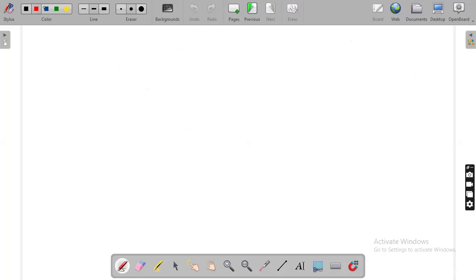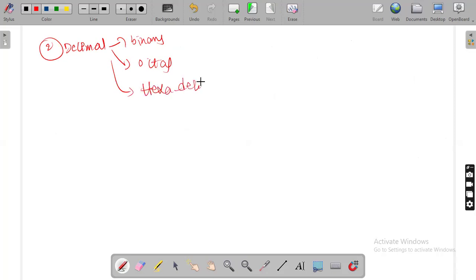Now we'll discuss how to convert decimal to binary, decimal to octal, then decimal to hexadecimal. So what is decimal? All the numbers are decimal by default. Let's say 58, or let's say 57. Which number is this? Decimal number. So first we have to convert this decimal number, which is base 10, to binary.